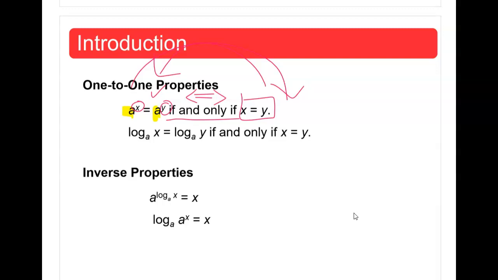For logarithms, it's the same thing that I was showing with natural log, but here it is log base a on both sides. And we have the arguments x and y, so then x equals y. And again, it's an if and only if.